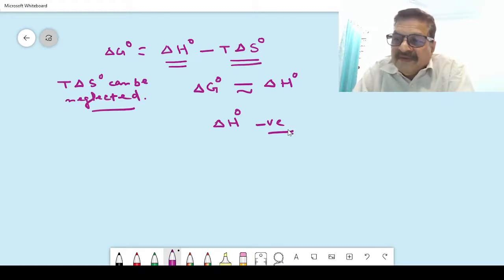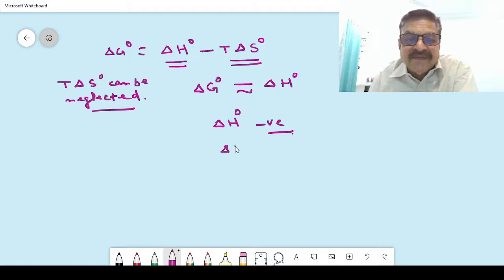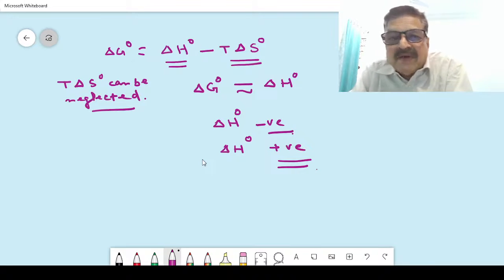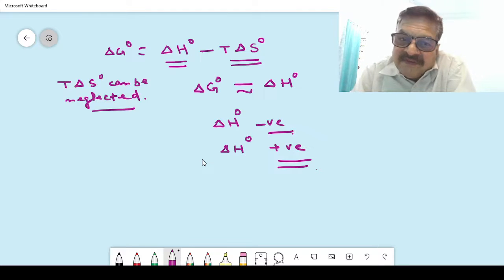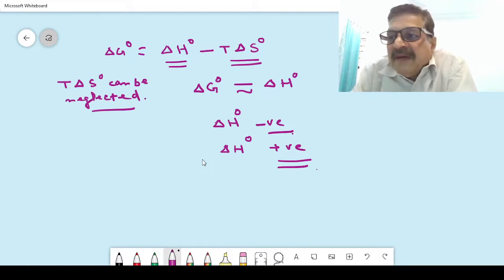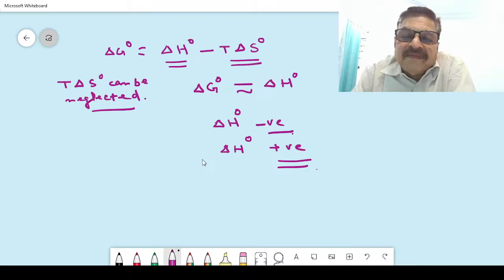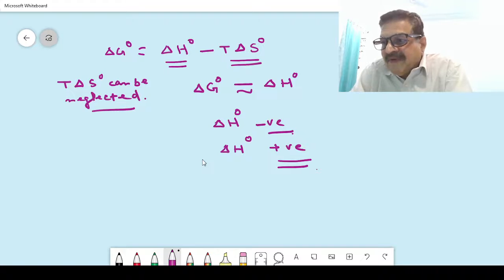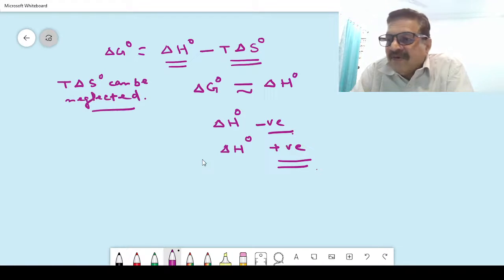The starting material is favored in which delta H is positive. This is the final thing which we have to see now. We will ignore this entropy factor. The formation of the products is favored in a reaction in which delta H is a negative value, that is, the bonds in the product are stronger than the bonds in the starting materials. The starting material is favored when delta H is positive, that is, the bonds in the starting material are stronger compared to the bonds in the product.